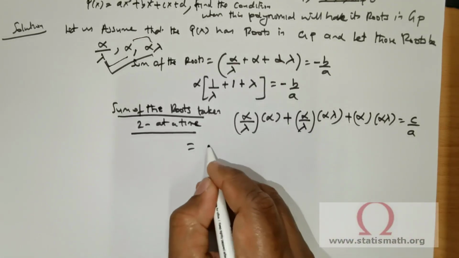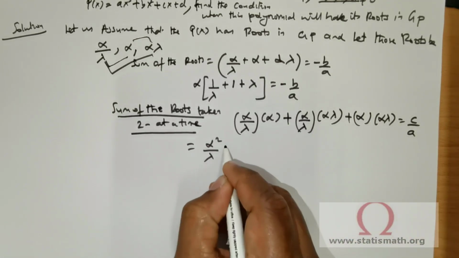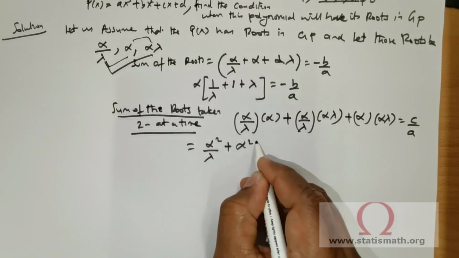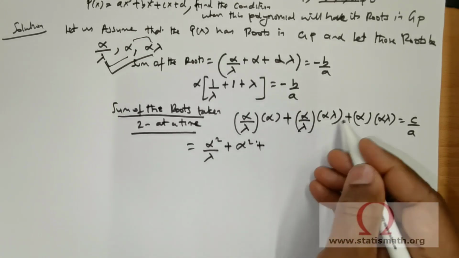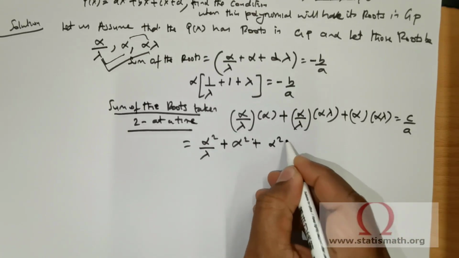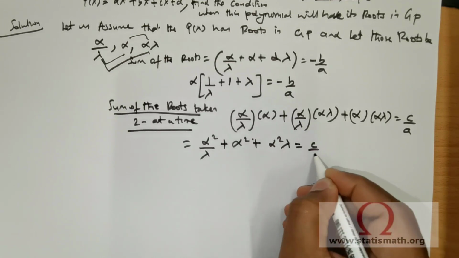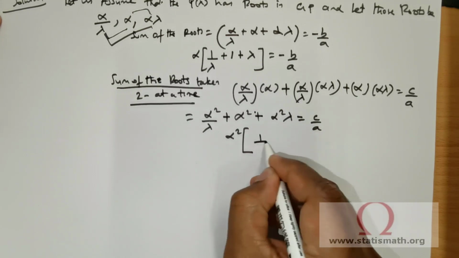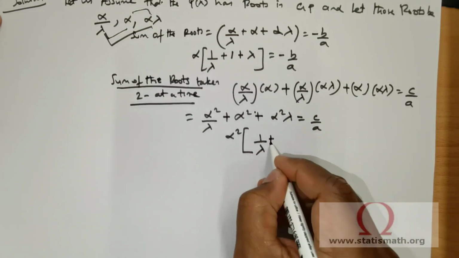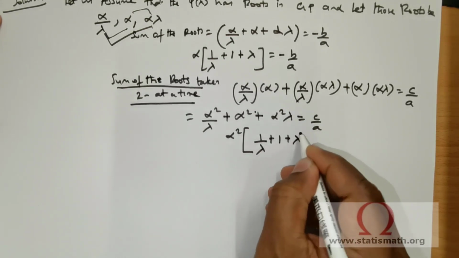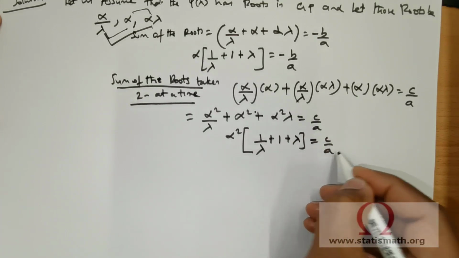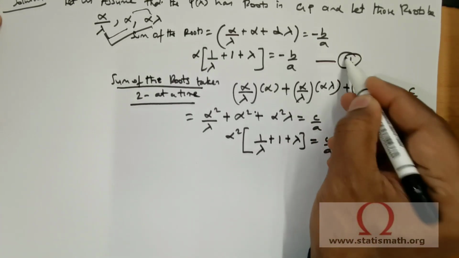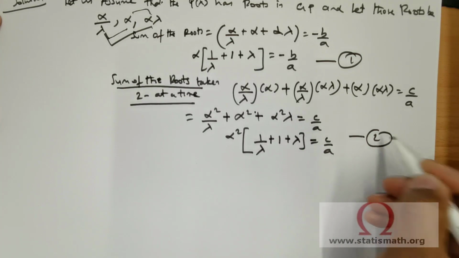So if I were to rewrite this, it's going to be alpha squared divided by lambda + alpha squared, lambda gets cancelled here, + alpha squared lambda is equal to c over a. Now if I take alpha squared out, this is going to be (1 over lambda + 1 + lambda) is equal to c over a. So I will name this as 1 and this one as 2.